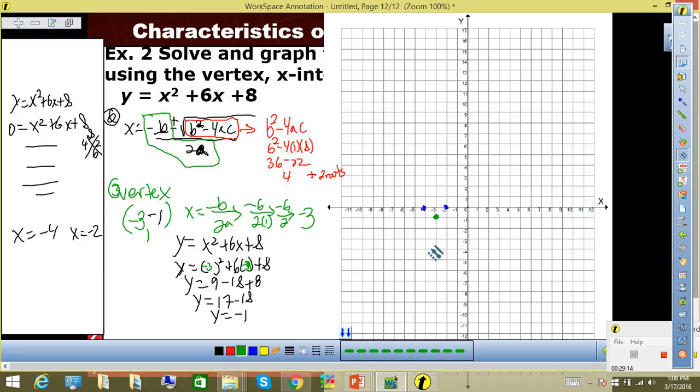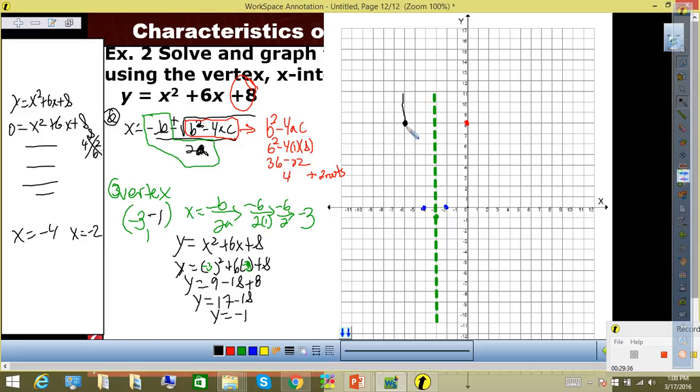My line of symmetry. Idalis, what is my y-intercept? 8, which is here. How many steps is 8 away from the line of symmetry? 3, which means on the other side, 3 steps away is another one, which is right here. Therefore, my parabola looks something like that. Hands if you got that by yourself.